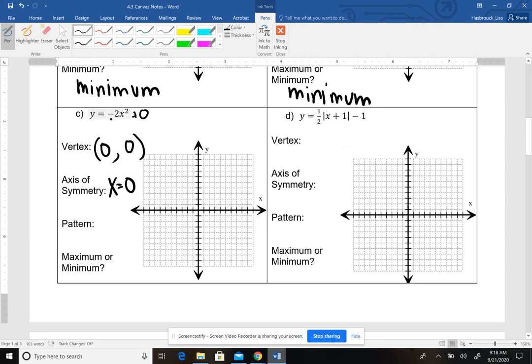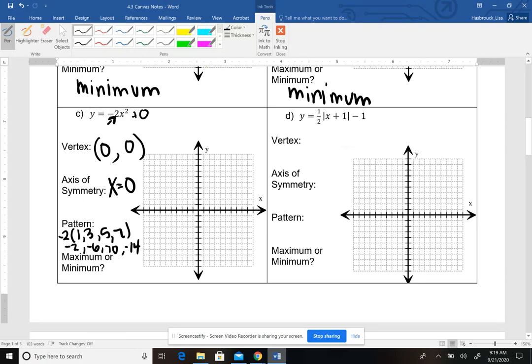Now for our pattern, this -2 affects our pattern. That means we take the -2 times the typical parabola pattern of 1, 3, 5, 7. So our pattern is going to be -2, -6, -10, and -14 this time. Again, I took the value in front of the x that's being multiplied, and I multiply it by our original pattern. So let's go ahead and graph this, and then we'll figure out if it's a maximum or minimum.